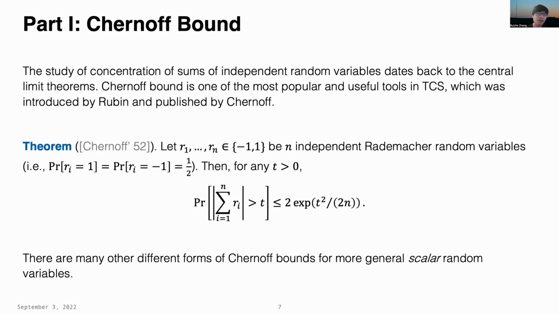Let's get started with the Chernoff bound. The study of concentration of sums of independent random variables has a long history, and the Chernoff bound is one of the most popular and useful tools in TCS. Here is the particular form of the Chernoff bound for independent Rademacher random variables, that is, the random variable R_i equals 1 or -1 with probability 1/2. Then the probability that the sum of R_1 to R_n is greater than t is at most 2 times e to the minus t squared over 2n. There are also many other forms of Chernoff bound for more general scalar random variables.